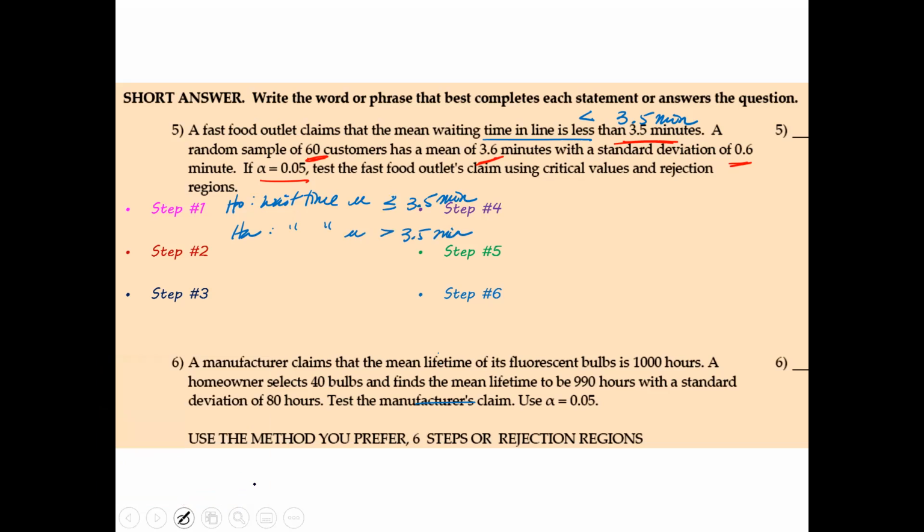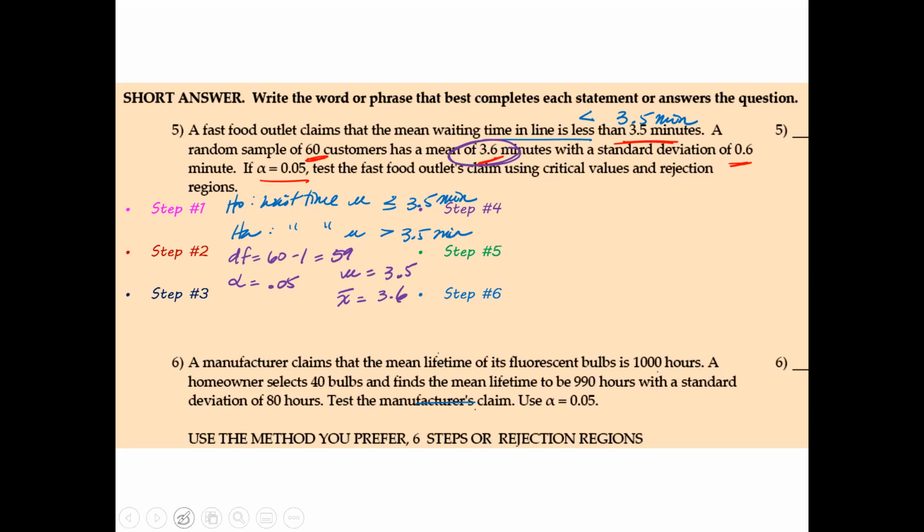Step 2, let's find the degrees of freedom. That's 60 minus 1, that's 59. In addition, your alpha level is 0.05. Your mean is 3.5, and then your x bar, which is the actual tested mean, is 3.6.